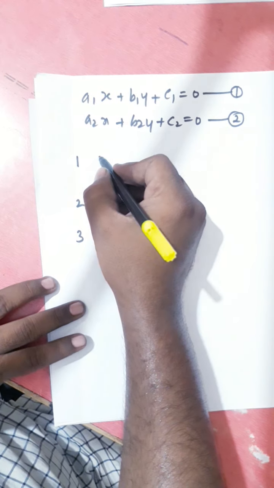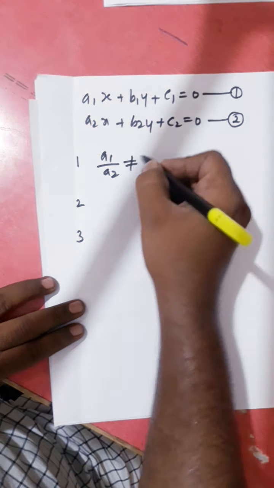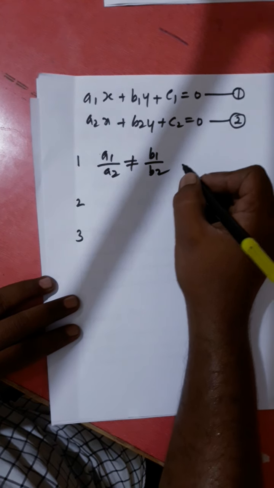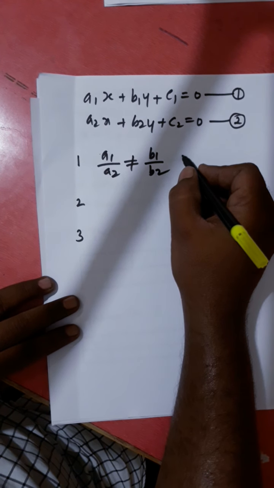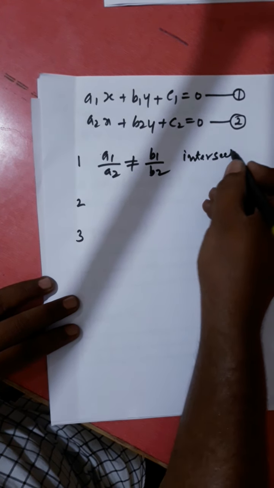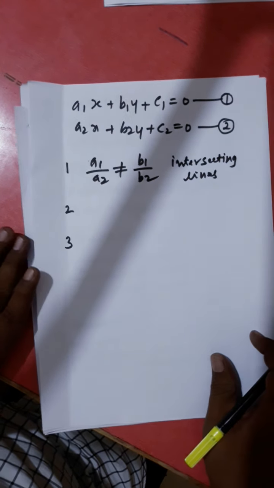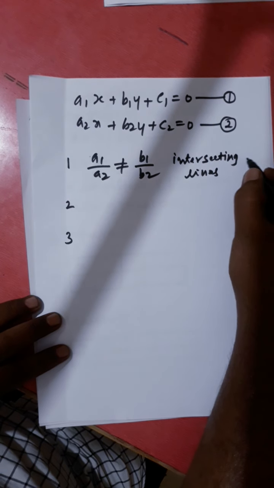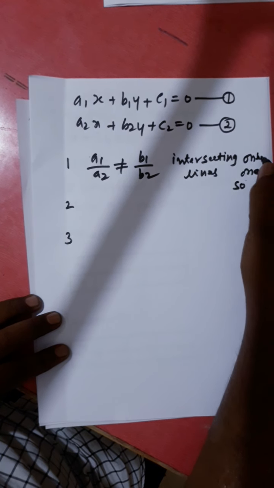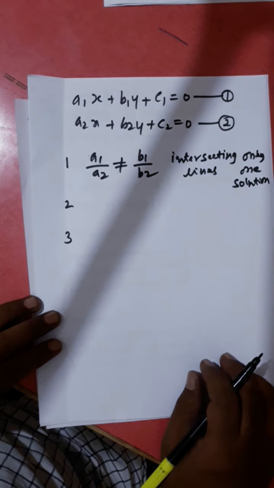We will check it. If a1 by a2 is not equal to b1 by b2, whatever may be the ratio of c1 by c2, then we say that these two lines are intersecting lines. Number of solutions: only one solution. That we call a unique solution.